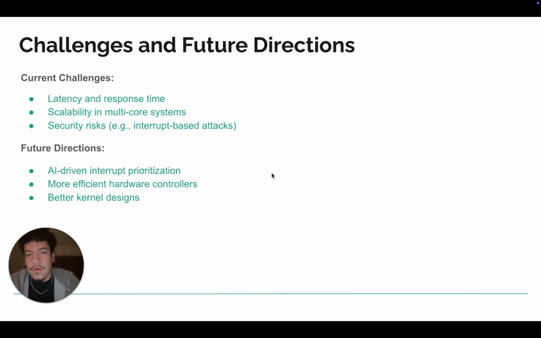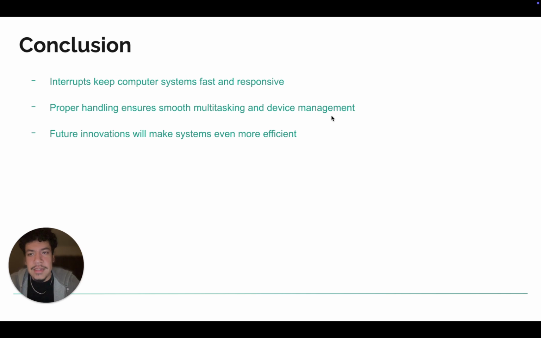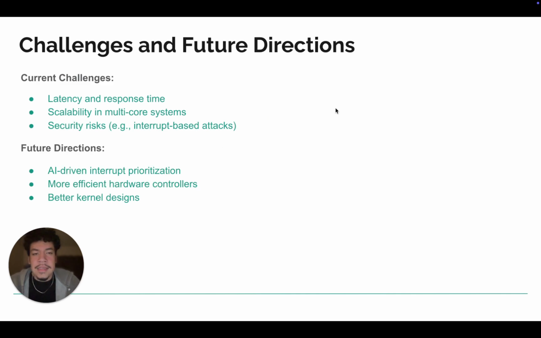So future solutions could include AI-driven prioritization. AI could help with smarter interrupt management. Then hardware innovations can be created to make faster and more efficient controllers. And then kernel design can overall improve. This would allow for more flexible and scalable architectures.